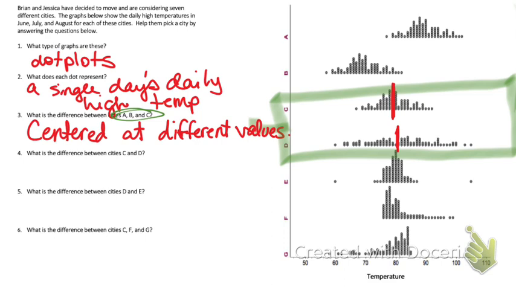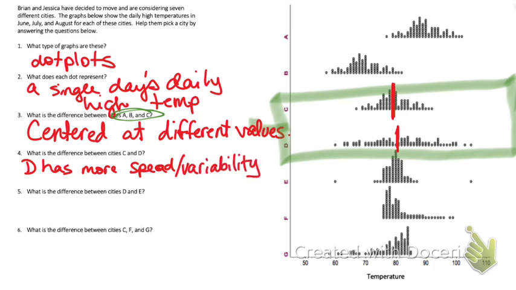So what is the difference between the two? There's a wider range. Beautiful. On which one? Oh, on D. D has a wider range, but we're actually going to change that word to a wider spread, all right? So D has more spread. We can also call that variability. So in D, I need to have more options of clothing, right? Because I'm going to have a big swing between highs and lows. In C, they're all pretty close to that average, that middle.